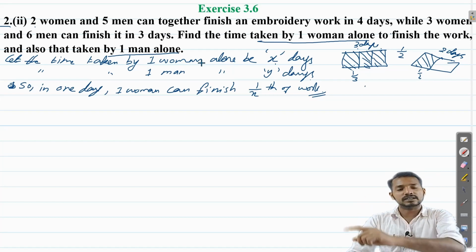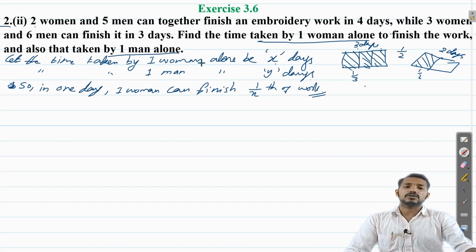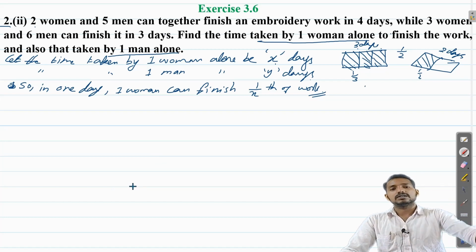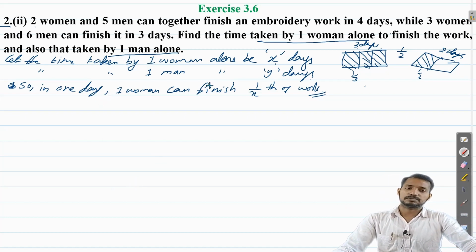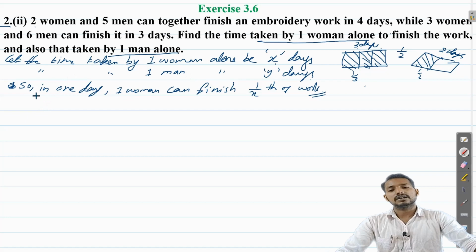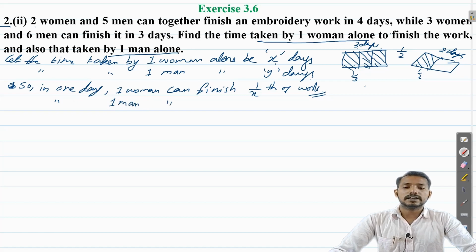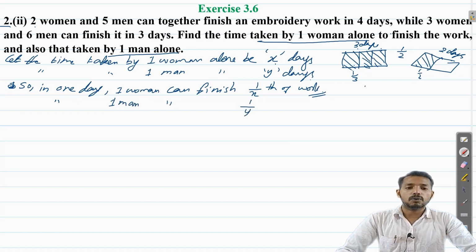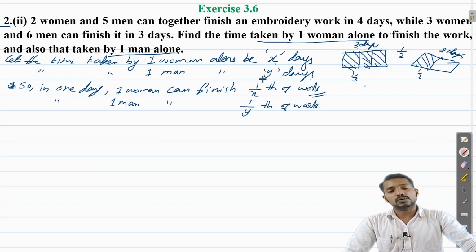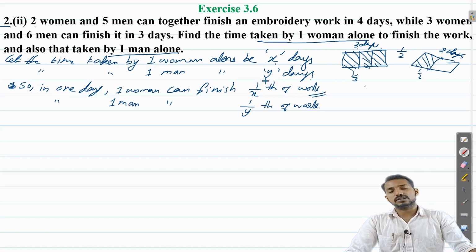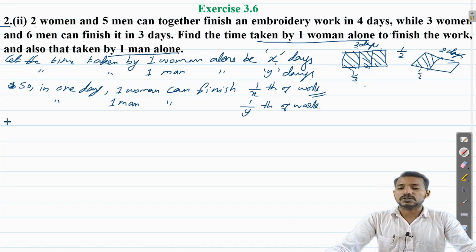That is a very important thing you have to remember while solving these types of equations. This is one of the very important types of questions, even for public service examinations. Clear? So it is very important. Similarly, in one day, one man can finish 1 by y of the work, because 1 man requires y days to finish the work. So in one day only 1 by y of the work can be finished. That's all.